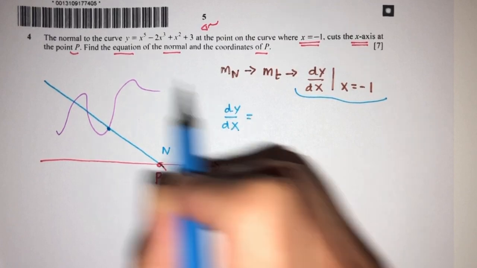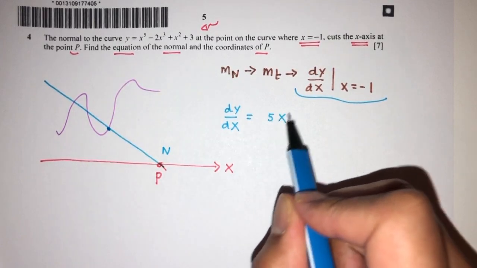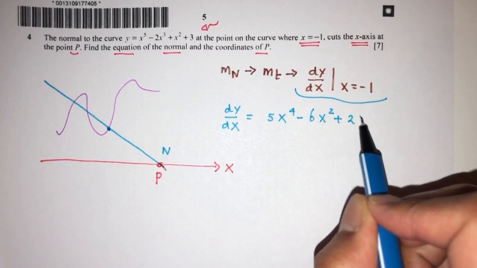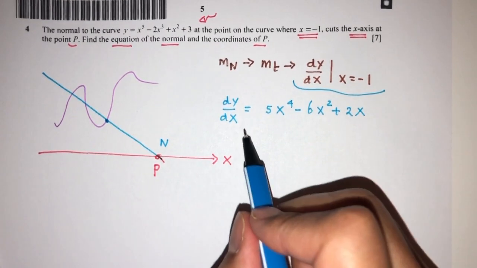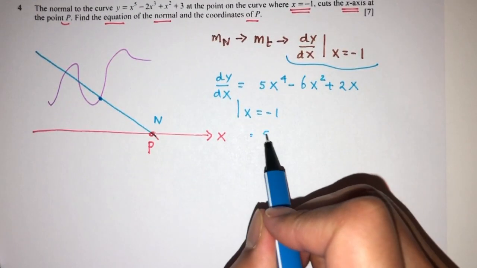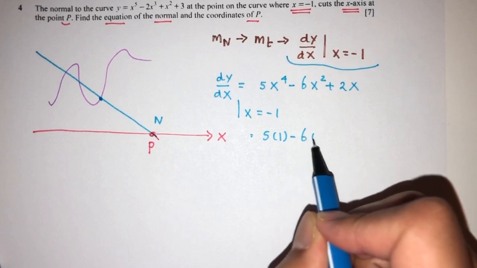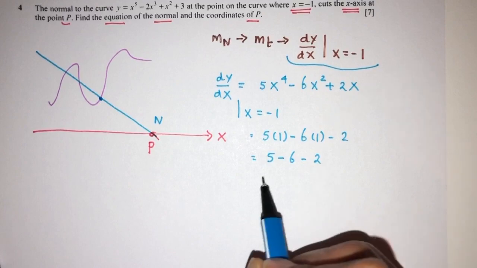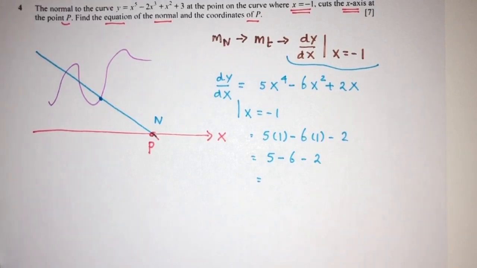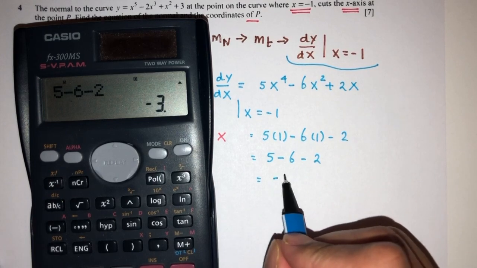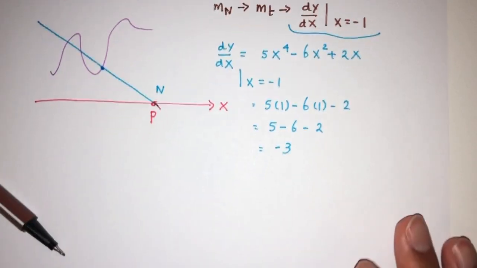Looking at the equation here, we have 5x power 4 minus 6x power 2 plus 2x, and that will be 0. Now we have to find the value at x equal to minus 1. So replace, you will have 5 times 1 minus 6 times 1, and then minus 2. That should be 5 minus 6 minus 2. So I can usually do this in my head, but you know what? Let me use the calculator so I don't make any silly mistakes. This is my gradient of tangent.